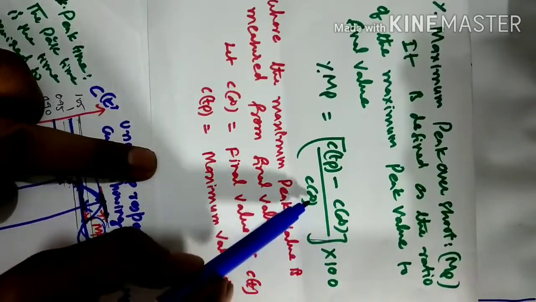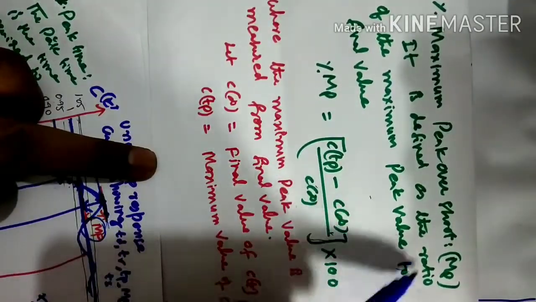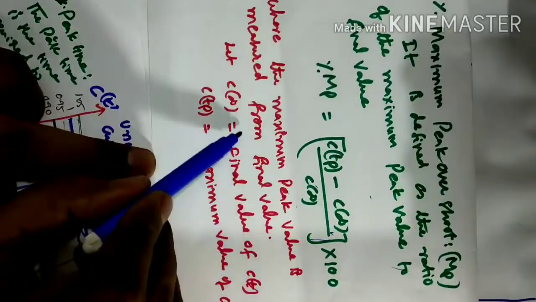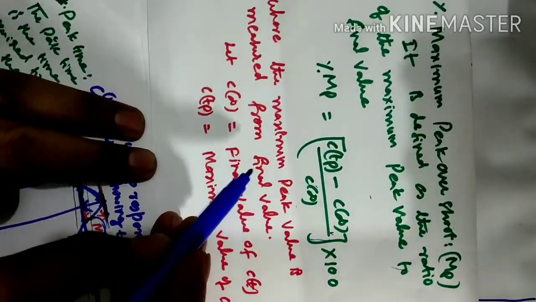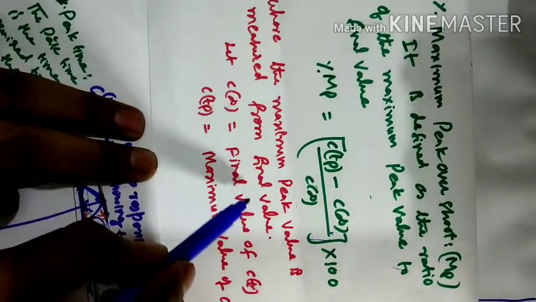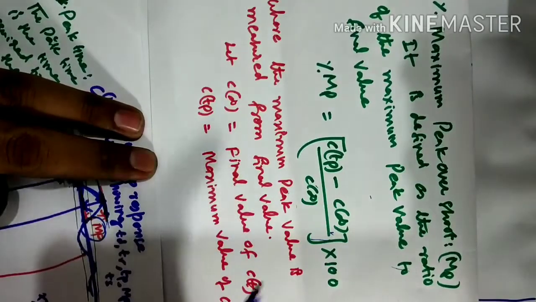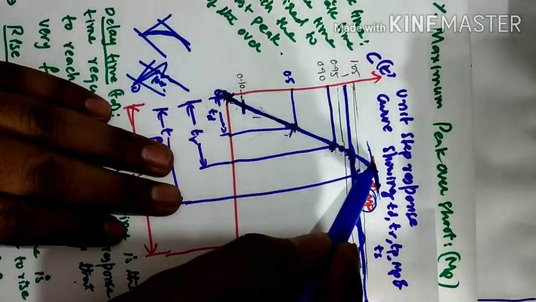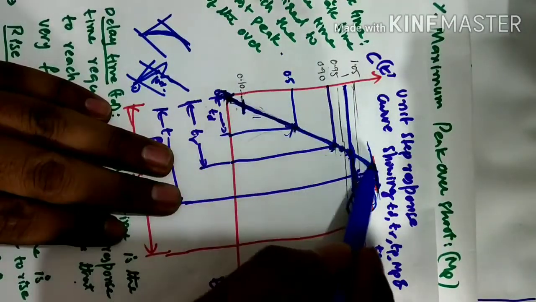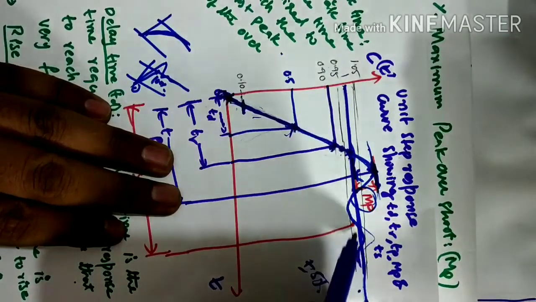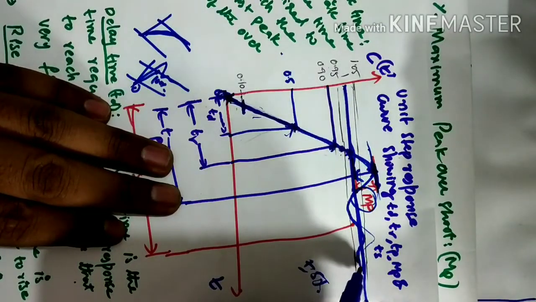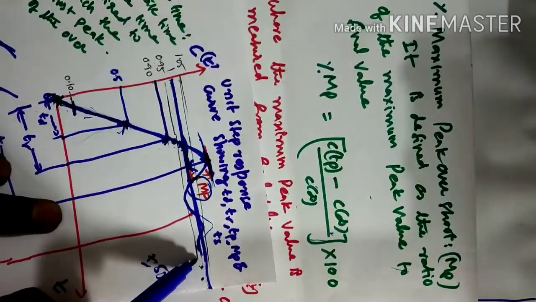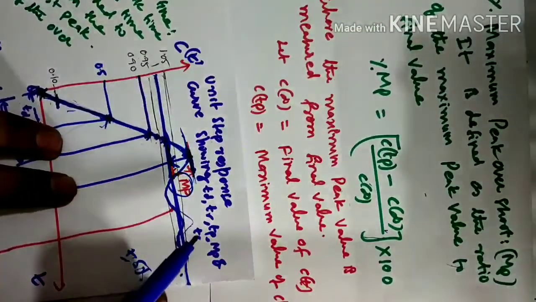Minus final value. The maximum peak value is measured from the final value. Final value means, when you see the graph, this response is oscillating, and finally the damping has died out. Once it settles, we take that as the final value.